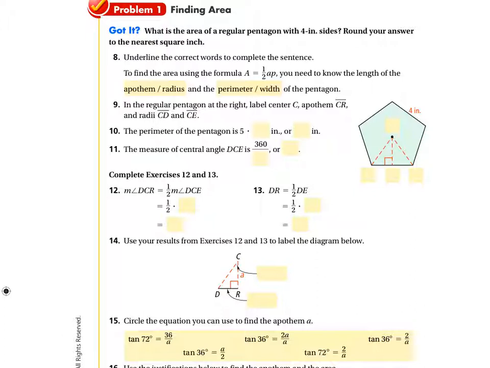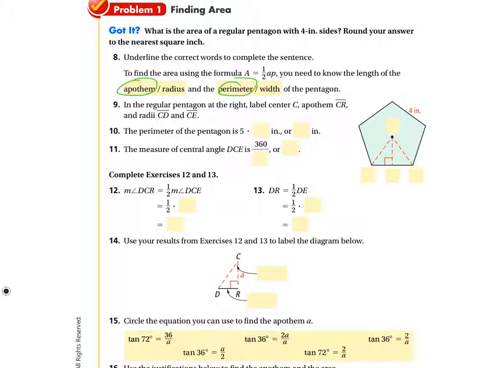So underline the correct word to complete the sentence. To find the area using the formula 1/2 AP, or I like to use PA, doesn't matter, you need to know the length of the what? Apothem. And the perimeter. So those are the things that we're looking for. The 4 inches allows us to find what? The perimeter. We can also use it to find the apothem, can't we?